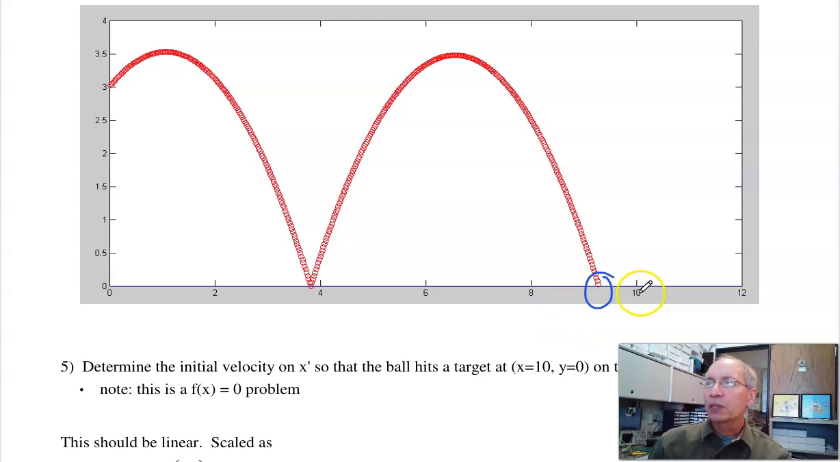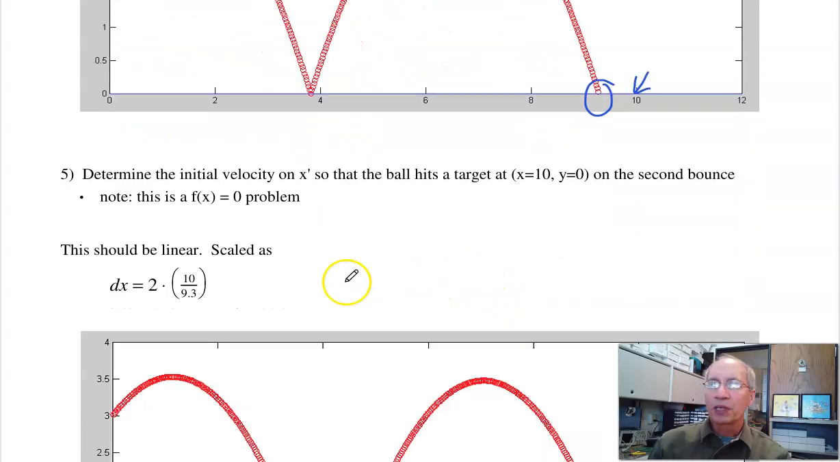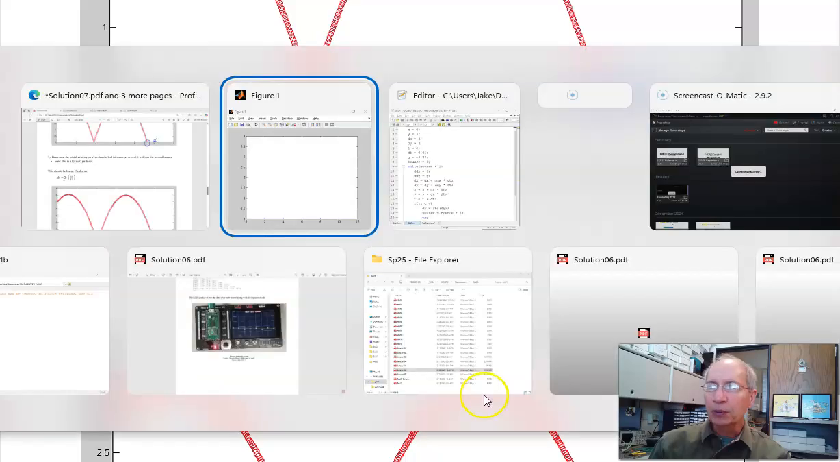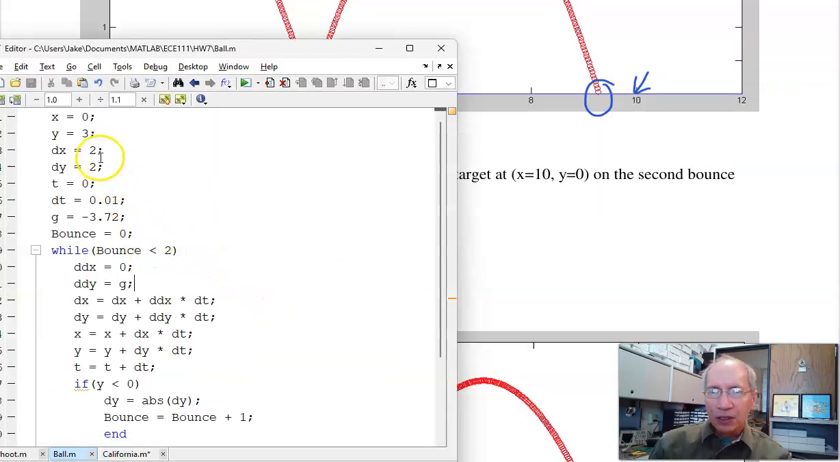If I wanted to say, well, I actually want to hit at 10, I could do trial and error, or a little bit of calculation, I can figure it out. This is actually linear in velocity. If I double the velocity in the x direction, I'll double this point. If I want to hit at 10, I take the initial velocity in the x direction, that was 2, scale it by where I want it to go. If I do that, 2 times 10 over 9.3. So here's 2 times 10 over 9.3.